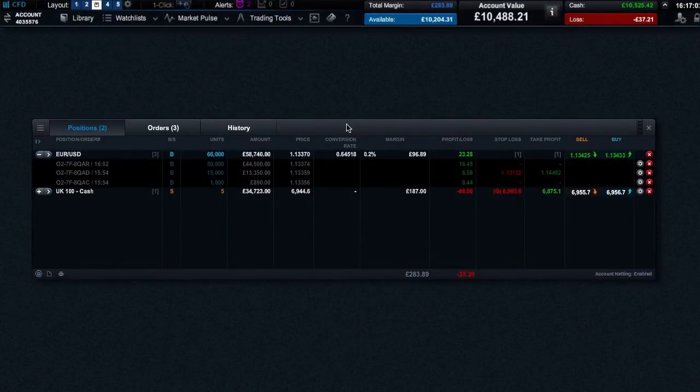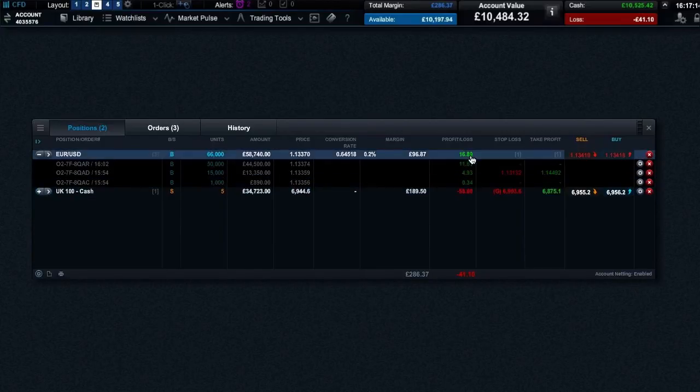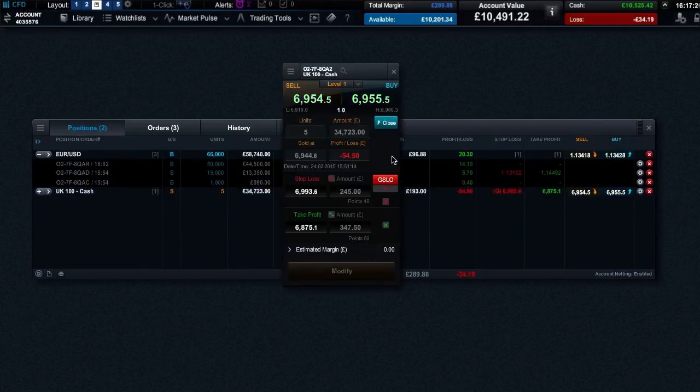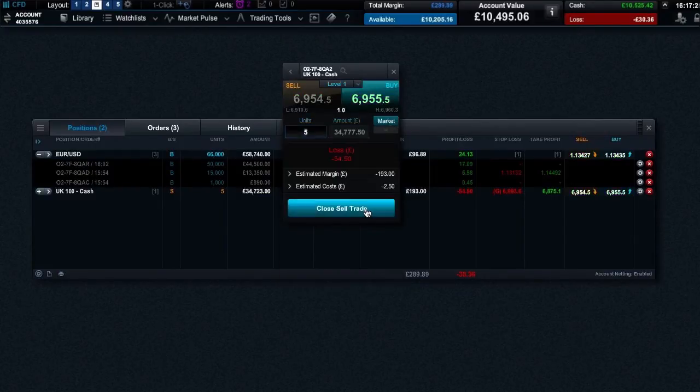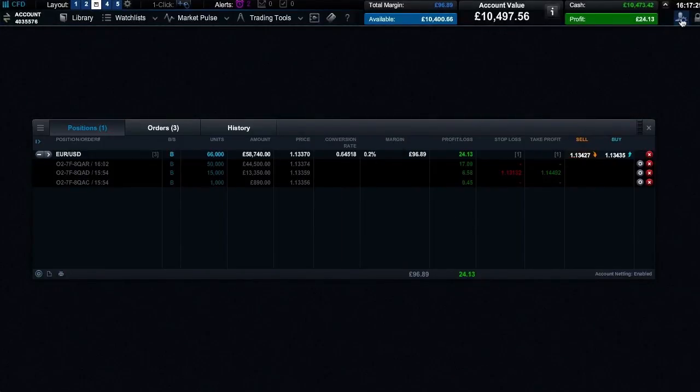Once your trade is live, you can see it updating in real time in your account window. Trades are listed by product name, showing the direction of the trade, the number of units traded, and your real-time profit or loss. You can also edit and add stop loss or take profit orders here, and close out of the position quickly right here. You can further customize your order ticket in the preferences section.